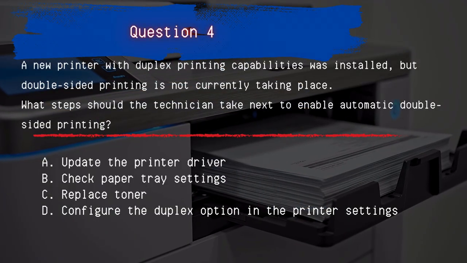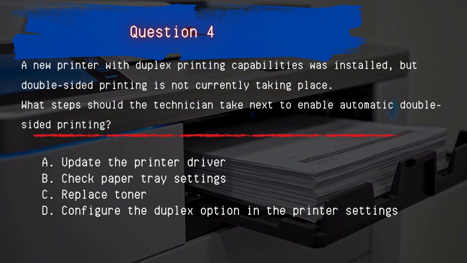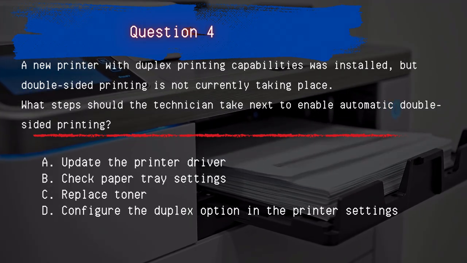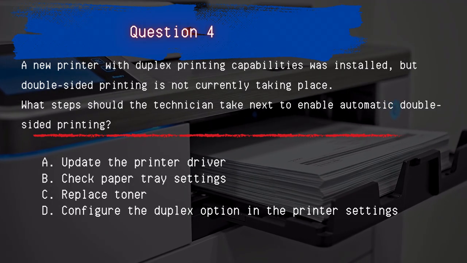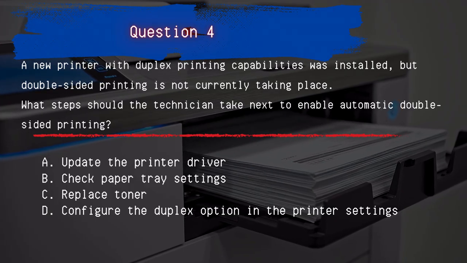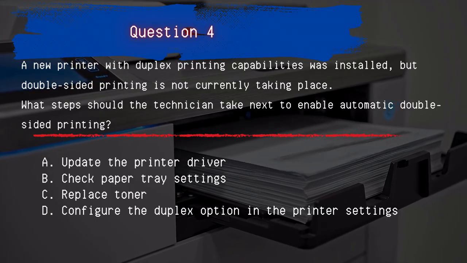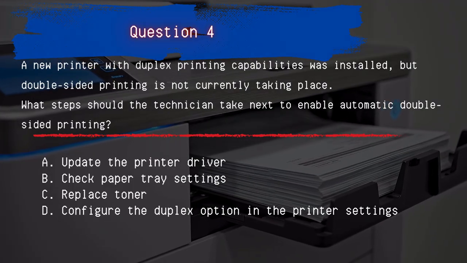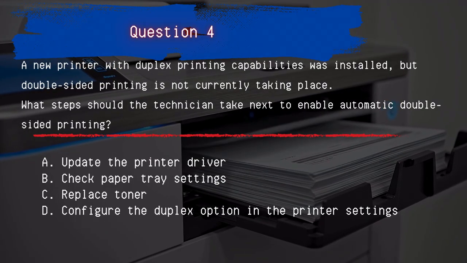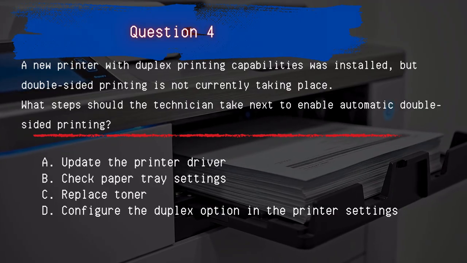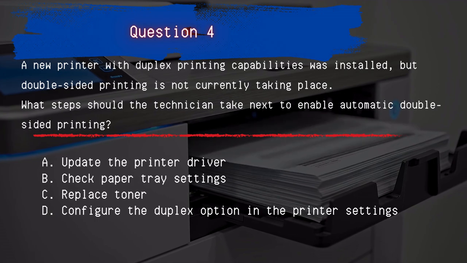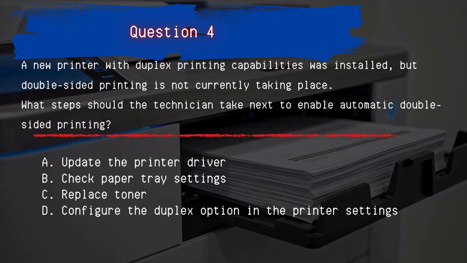Question number 4. A new printer with duplex printing capabilities was installed, but double-sided printing is not currently taking place. What steps should the technician take next to enable automatic double-sided printing? A. Update the print driver. B. Check paper tray settings. C. Replace the toner. Or D. Configure the duplex option in the printer settings.